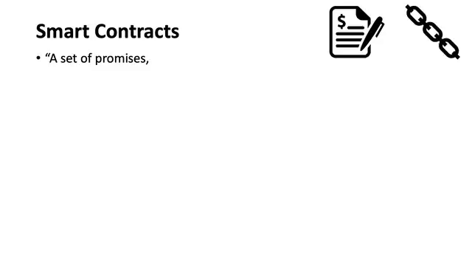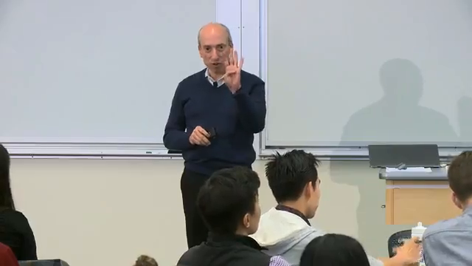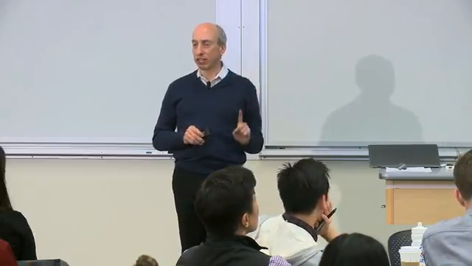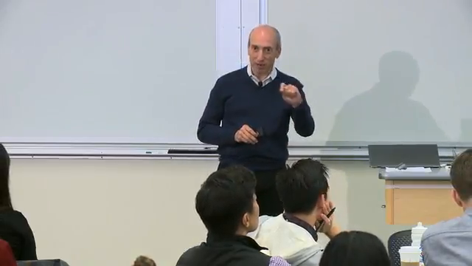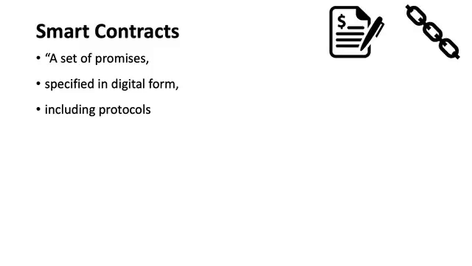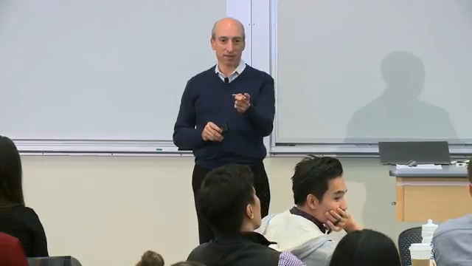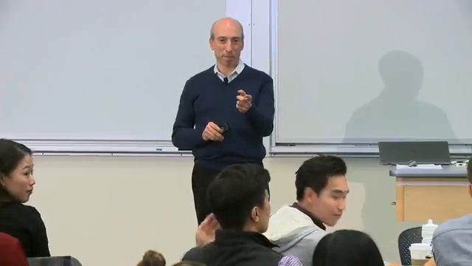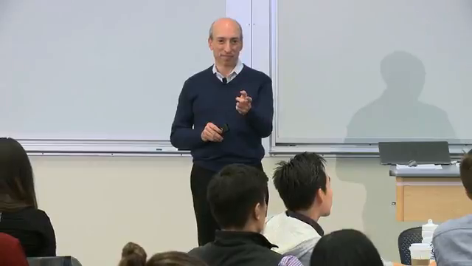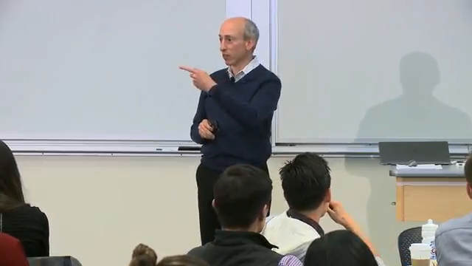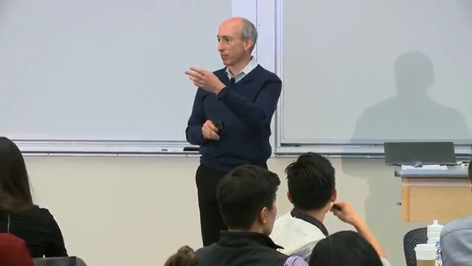A smart contract is a set of promises specified in a digital form. I'm going to say 4 things. It's just a set of promises in a digital form, so it's not handwritten out. It includes protocols. What's a protocol? Andrew. Standard operating procedure. I like that. Anybody else give me another word for it, maybe?